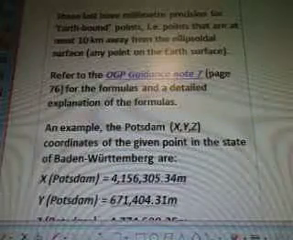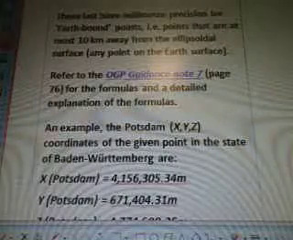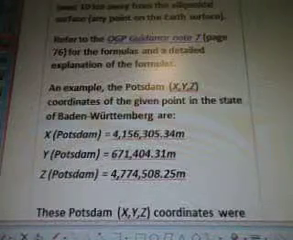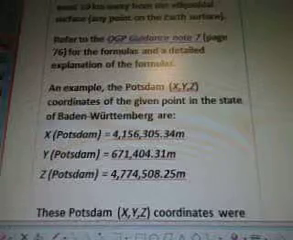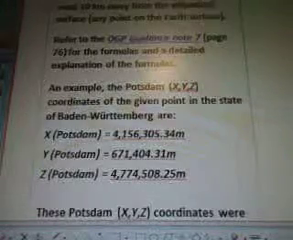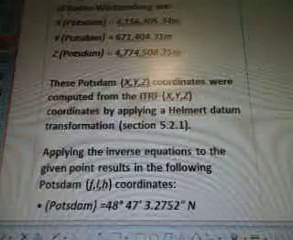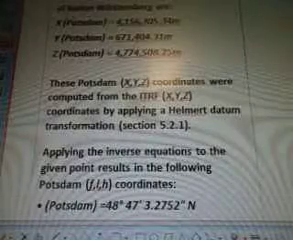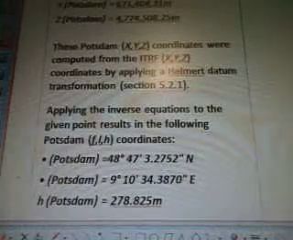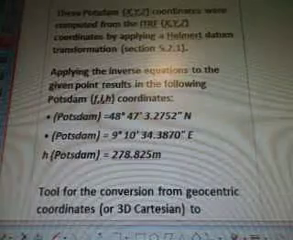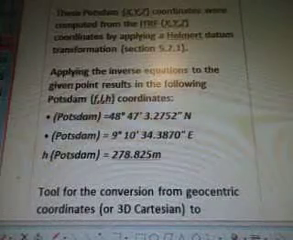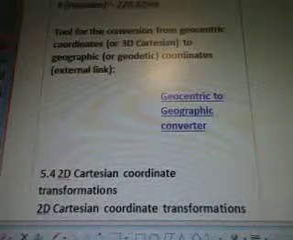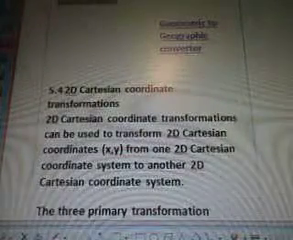So I'm going to refer to the OGP Guidance Note 7 for the formulas and a detailed explanation of the formulas. An example, the Potsdam XYZ coordinates of the given point in the state of Baden-Württemberg, which is in Germany, are those numbers. And these Potsdam XYZ coordinates were computed from the iterative XYZ coordinates by applying a Helmert datum transformation and applying the inverse equations to the given point results to the following Potsdam FLH coordinates. Tool for the conversion from geocentric coordinates or 3D Cartesian to geographic or geocentric external link. You would click on this link and it'll help you convert them if you need to do that.